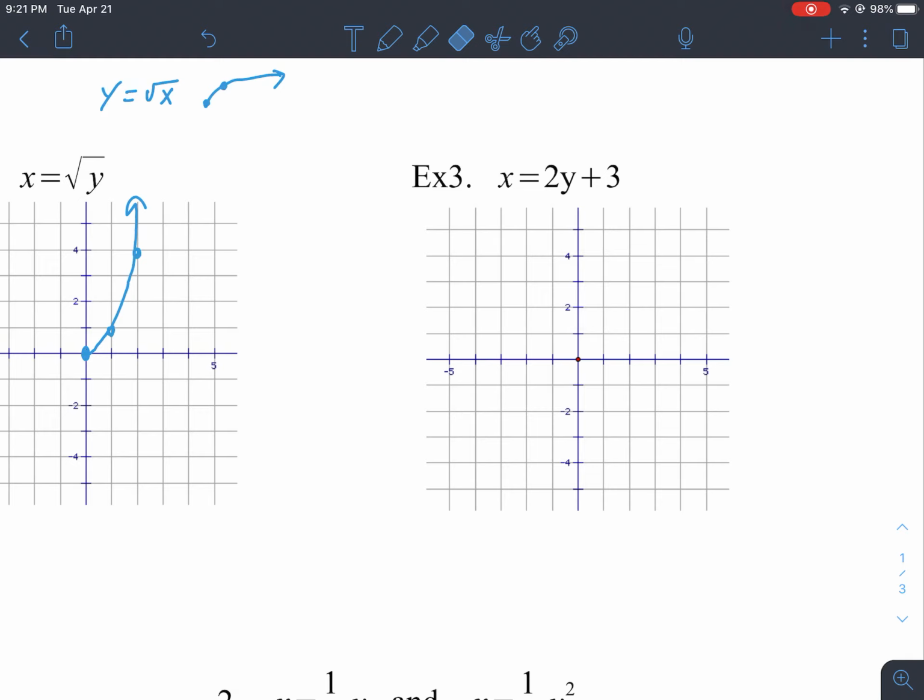Okay, what do lines look like? Let's pick x equals 2y plus 3, and pick values for y. Let's pick -1. So 2 times -1 is -2, plus 3 is 1. 0: 2 times 0 is 0, plus 3 is 3. So we get (1, -1), (3, 0). Let's plug in 1 just for good measure. 2 times 1 is 2, plus 3 is 5. So we get (5, 1). And it looks like a line.